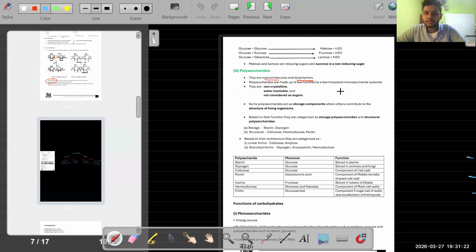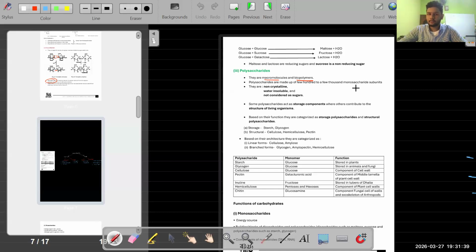Polysaccharides are made up of a few hundred to a few thousand monosaccharide subunits. They are non-crystalline, which means, if you take simple sugars, the normal sugar which we find at our home, those sugars have a crystalline shape. But these polysaccharides do not have a crystalline shape. That is the thing.